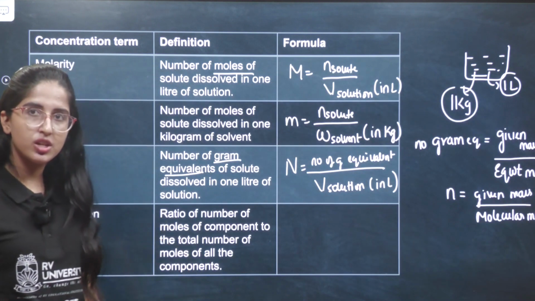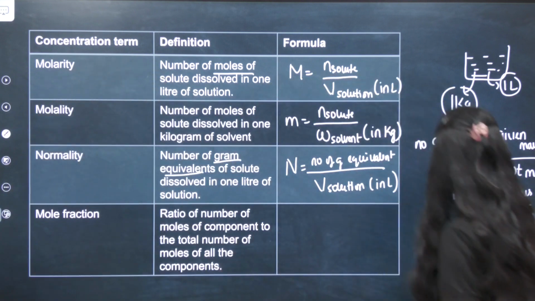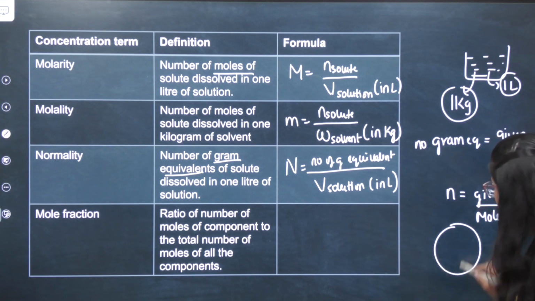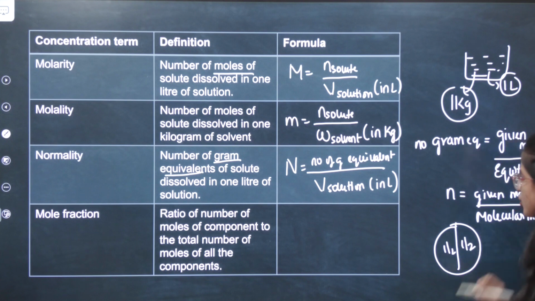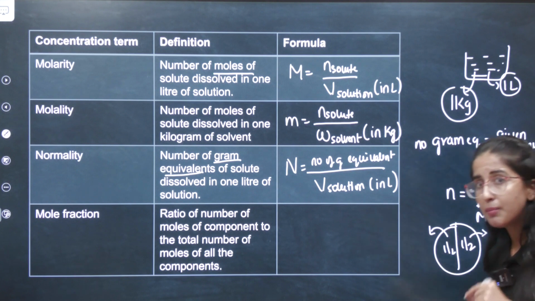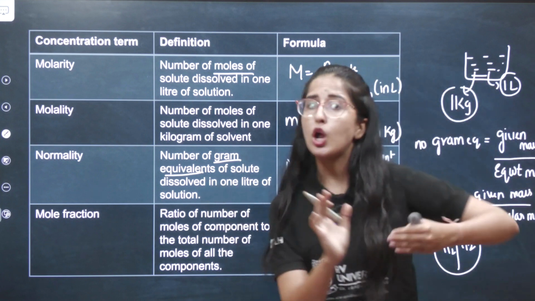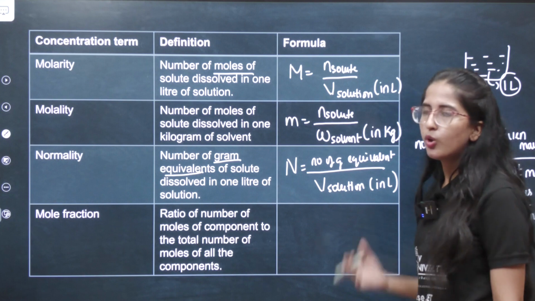Next, mole fraction. It is talking about fraction. When you take a circle here, the circle is the whole, a solution or a compound. Now you divide the composition. Half, half. So what is this part? Half of the circle. What is this part? Half of the circle. Similarly, in a solution, if I were to tell you how much part is solute and how much part is solvent, that will give you the mole fraction.